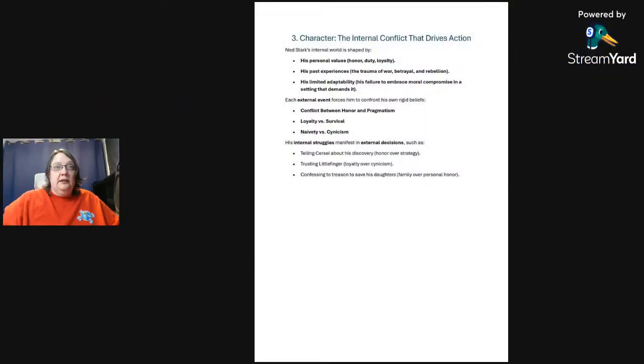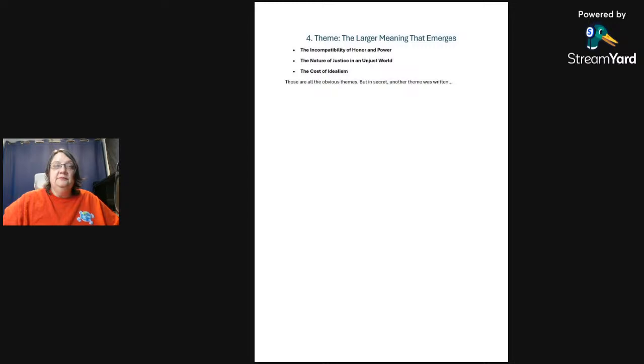So that then brings us to how all of this feeds into the themes. All right, so it creates a number of interesting themes. So we have the incompatibility of honor and power, which is basically Ned proves the point that an unwavering sense of honor can be a fatal weakness in a world driven by pragmatism.